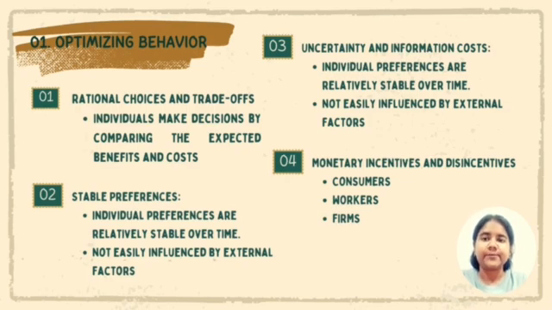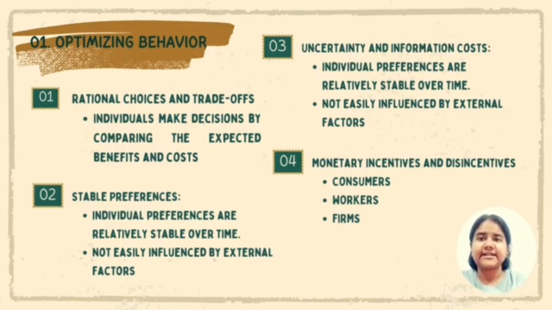Second, the stable preferences. The Chicago School assumes that individual preferences are relatively stable over time and not easily influenced by external factors such as price changes. While preferences might evolve due to personal growth or societal shifts, they are generally treated as constants in economic models.